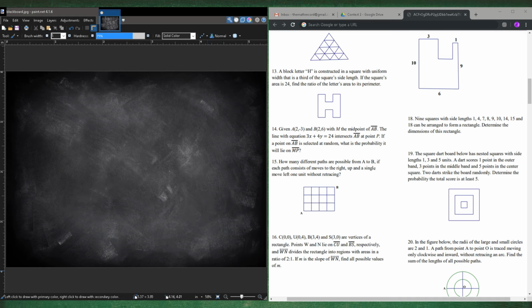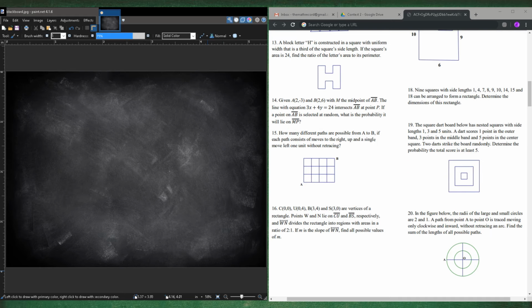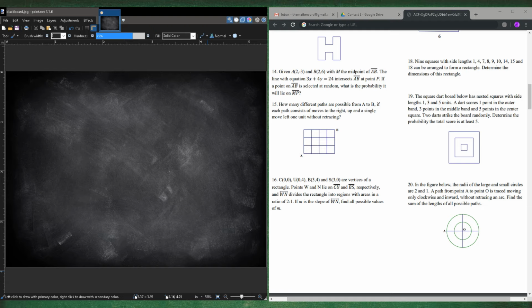Number 19. Number 20. In the figure below, the radii of the two small circles are 2 and 1. The path from A to O is traced moving clockwise and inwards without retracing, okay? So find the sum of all possible paths. So let's draw this out. We have two circles.